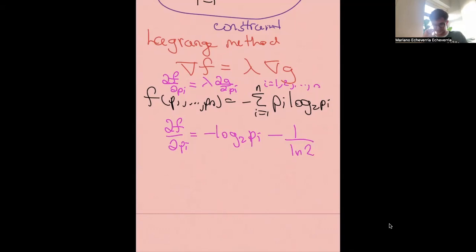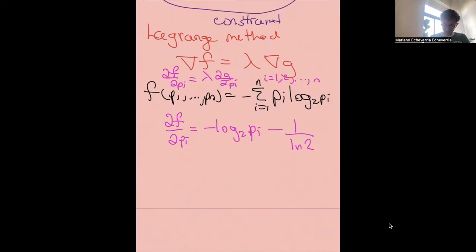Okay, yes, that should be fine. And g of p1, p2, up to pn is just p1 plus p2 plus p3 up to pn. So again, this partial derivative is very easy. The partial derivative of g with respect to one of the variables is just 1. So these are not too bad.